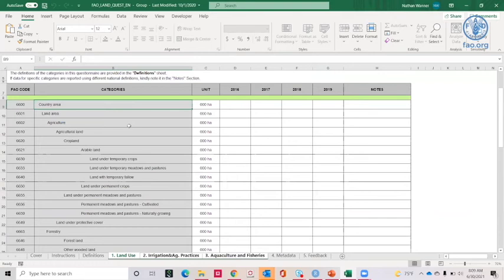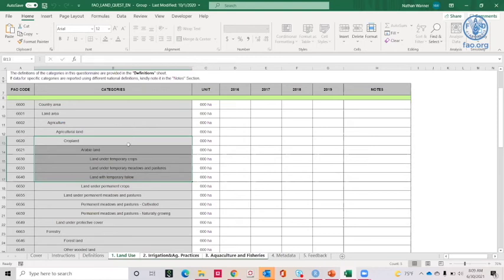So in addition to agriculture land, which is the important denominator for SDG 2.4.1, we do collect more disaggregated information on land use, specifically for cropland, for example, with a further disaggregation in terms of cropland, in terms of arable land, which is land under temporary crops, land under temporary meadows and pastures, and land with temporary fallow, and land under permanent crops.